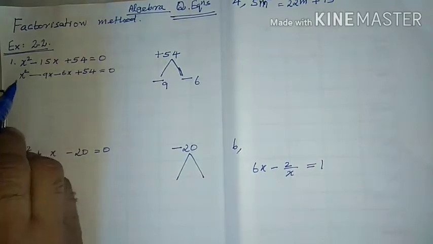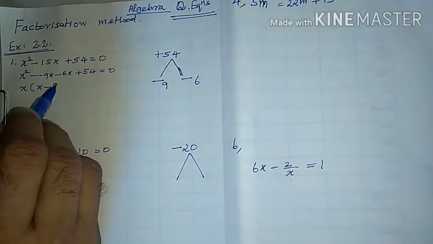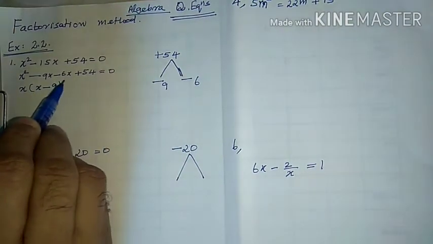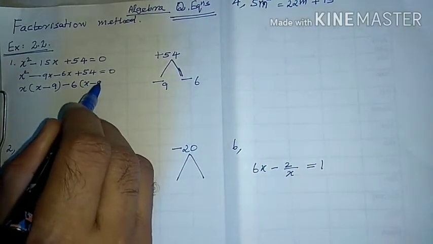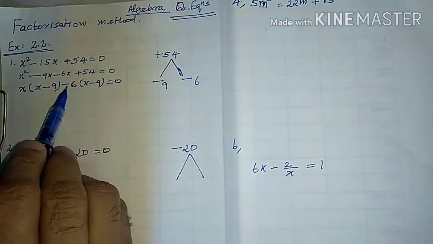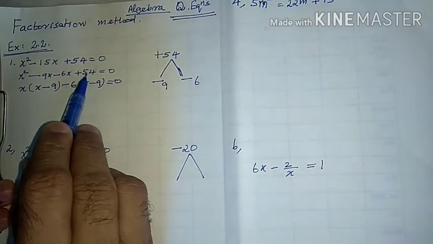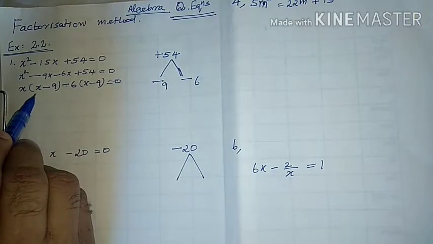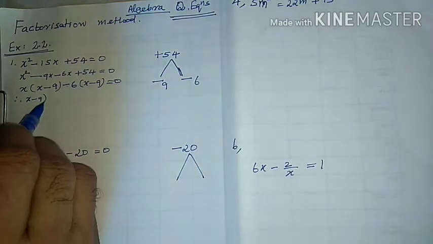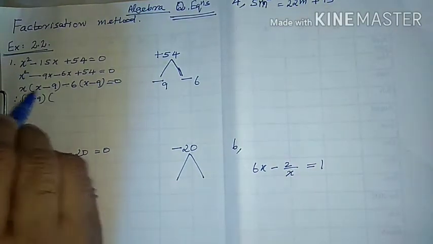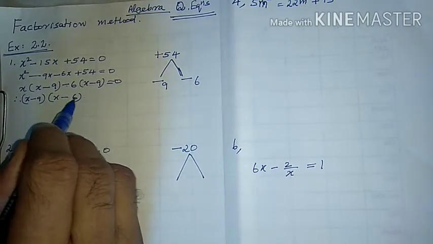Now we take common factors. These two give us x into x minus 9. Now the coefficient of x here is minus 6, that you take out, then write the same term here, x minus 9. Check: minus 6 into x is minus 6x, minus into minus is plus, 6 nines are 54. Now this x minus 9 common factor we take out. Therefore x minus 9 into x minus 6 equal to 0.